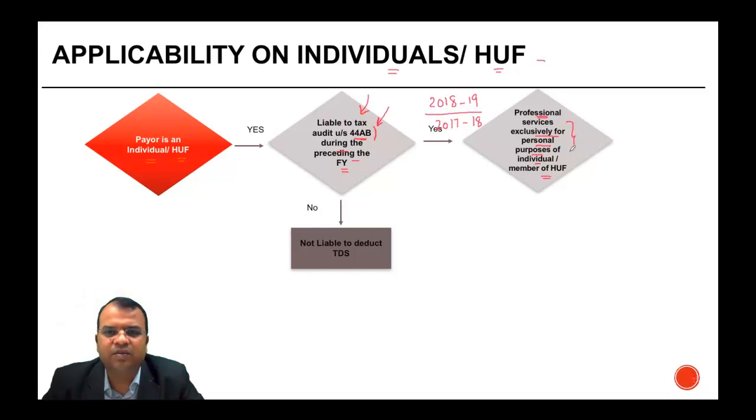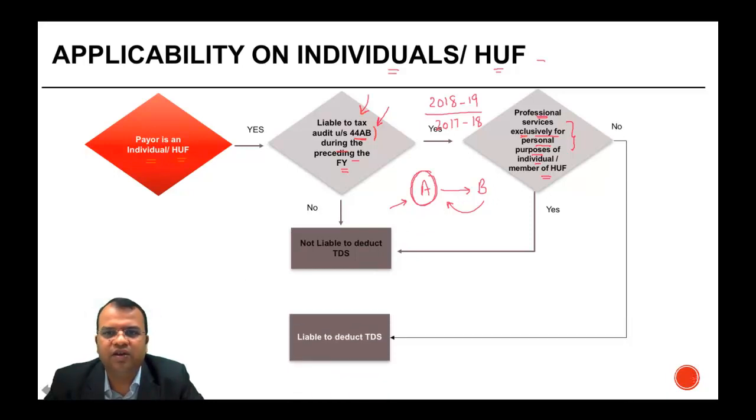What this means is, suppose you go to any person who provides professional services. A goes to B. Now, B provides some professional services to A, but A is using them for his personal purposes and not for business purposes. These are exclusively for personal purposes. In that case, there is no liability on A to deduct TDS. But if they are not exclusively for personal purposes, then the liability to deduct TDS arises.